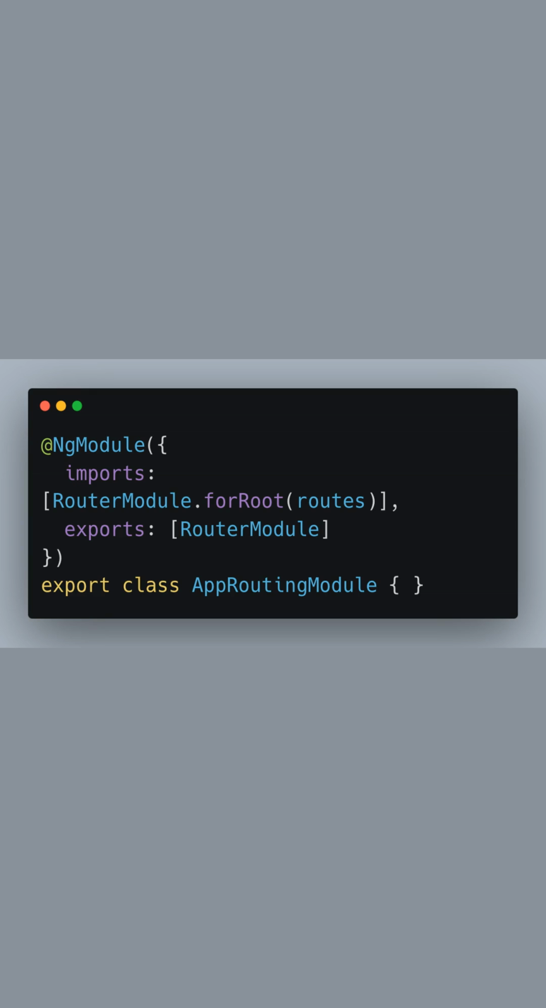We import the RouterModule and call its forRoot method with our routes. This is how Angular knows about our route configurations. We also export RouterModule so it can be used across other modules in our Angular application. Lastly, we export our AppRoutingModule class which wraps up the creation of this module.